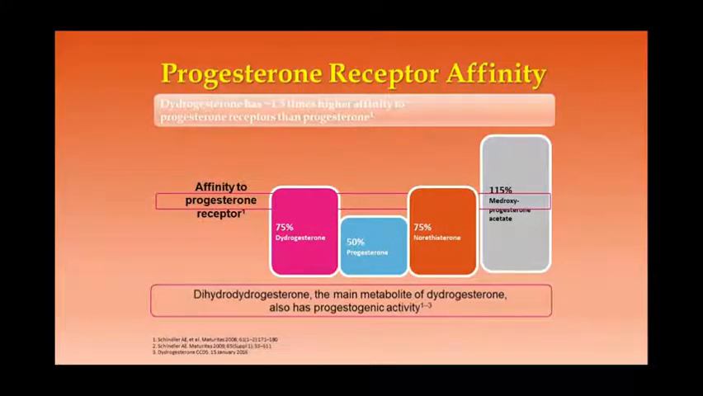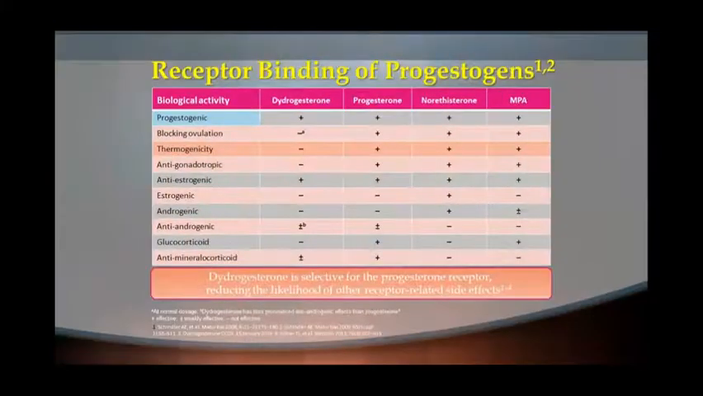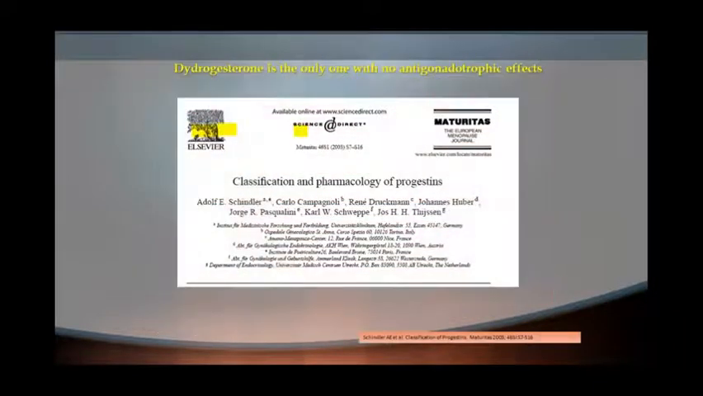The affinity to progesterone receptor is only comparable to medroxyprogesterone acetate. Otherwise, netta and dydrogesterone have the highest affinity to progesterone receptors. This is also by Schindler. And this is, again, a list of the receptors, whether it is mineralocorticoid, glucocorticoid, sex hormone binding globulin receptors. And you can see that it's only dydrogesterone that has an affinity to progesterone and estrogen.